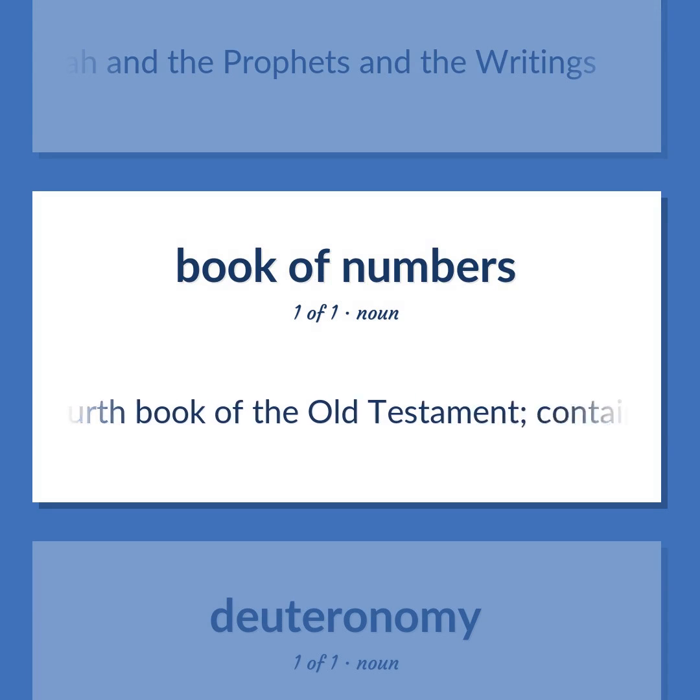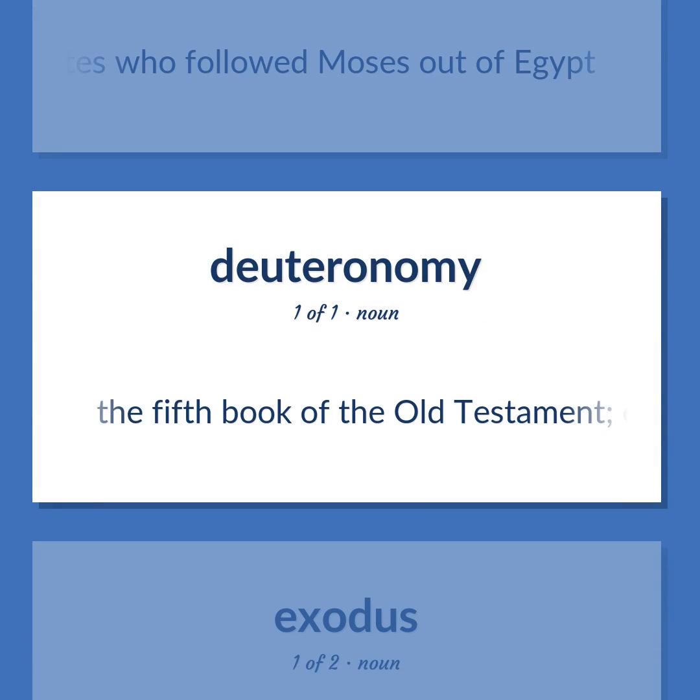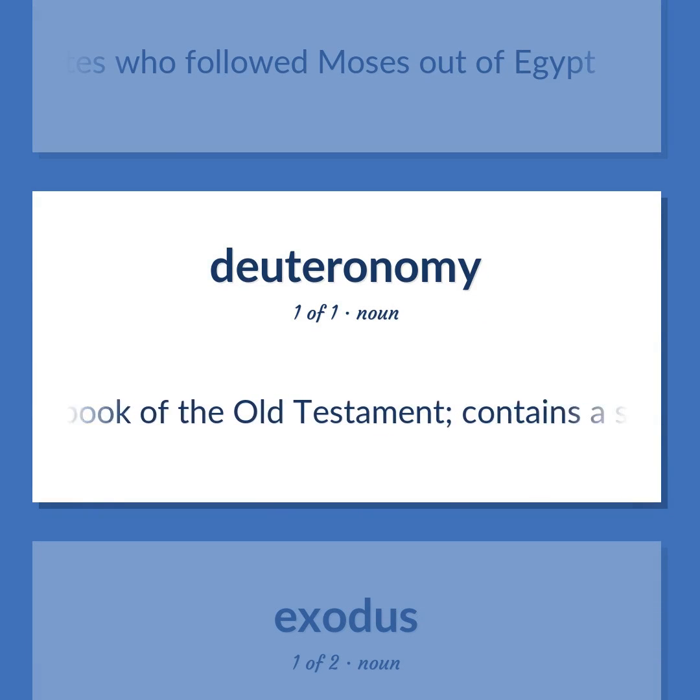The fourth book of the Old Testament contains a record of the number of Israelites who followed Moses out of Egypt. The fifth book of the Old Testament contains a second statement of Mosaic law.